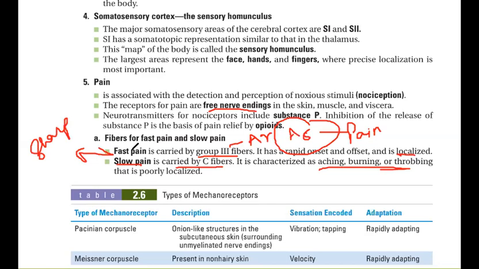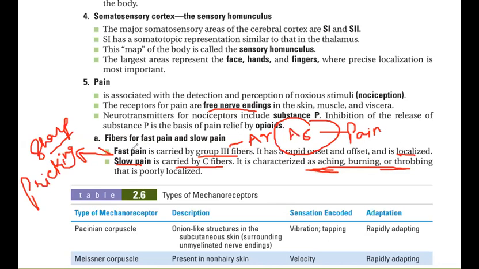So you should know the character of pain. The fast pain, the stimulus taken by the A delta fibers, is sharp and pricking in nature. For example, if you are pricked by a needle, the needle prick is a sharp pain, and that is fast. But the slow pain is aching, like you are having an ache in your stomach, or a burning sensation in your stomach or your epigastrium, or a throbbing pain in your chest. All these pains are slow pain.